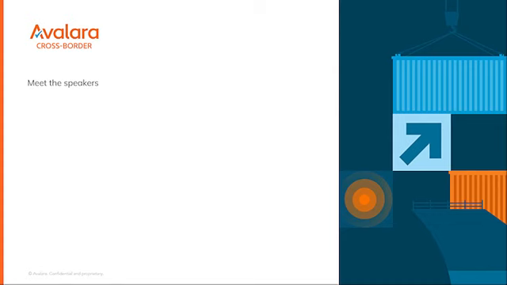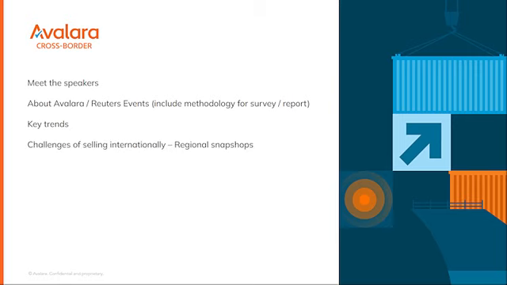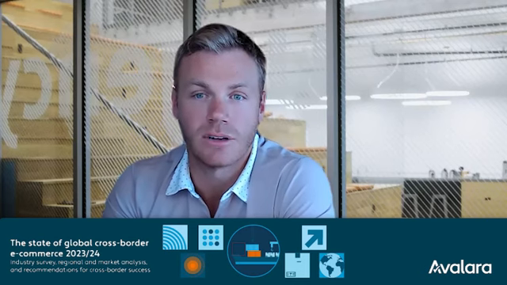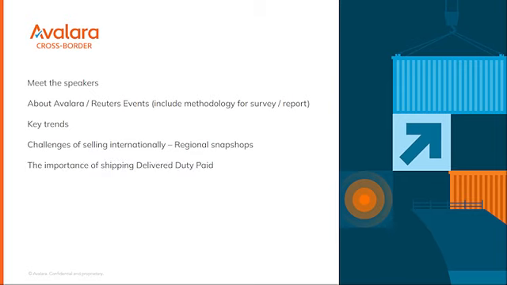We have a full agenda. So we're going to walk through some highlights from that Reuters report, some key trends going on in the market today, the challenges, and we've broken that out into different geographies. So we'll walk through the regional challenges amongst the different areas that you're interested in selling to. We'll also go through the ways to win in the cross-border market. So key trends on where merchants are winning and how they are winning. And then some solutions that can help you automate some of the nuances of the cross-border environment.